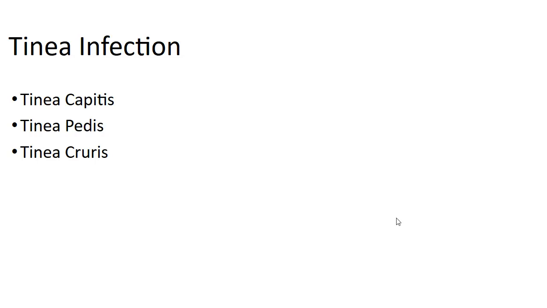Tinea cruris treatment is topical antifungal preparations, which should be applied twice a day to the lesions and at least 1 inch beyond the borders. Care should be given to apply the medication to all creases, and the adolescent should be advised to wear loose clothing. Treatment for tinea pedis is a prescribed topical antifungal agent, which is applied twice a day until the lesions have cleared for 1 week.